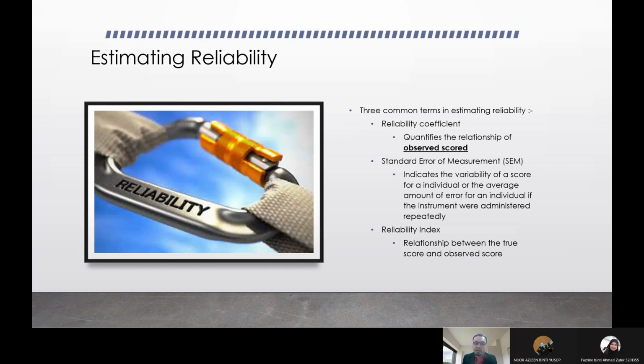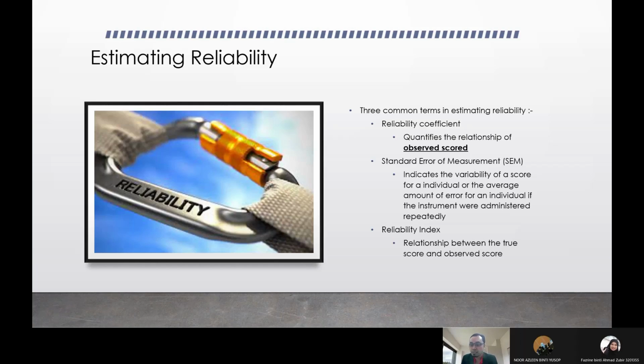So for my part, I will explain to you. Hopefully you still bear with me. I know it's a bit long presentation, but this is a very important presentation. So hopefully you can bear with me for another 20 to 21 slides, inshallah. So how to estimate the reliability?